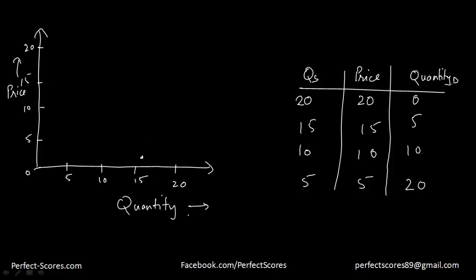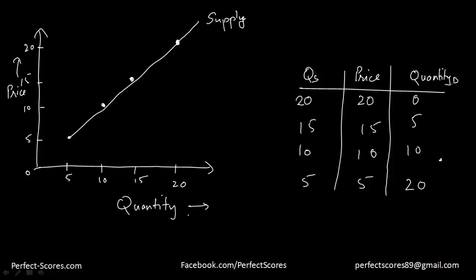Now if I draw the comparison between price and quantity supplied, as you can see, when the price is 5, the quantity supplied is 5, this point. When price is 10, quantity supplied is 10, which is this point. When price is 15, quantity supplied is 15. And when price is 20, quantity supplied is 20. So this is your supply curve. We've already made a video on demand and supply curve, so you can go ahead and watch that also, but here I'm just going to give you an introduction.